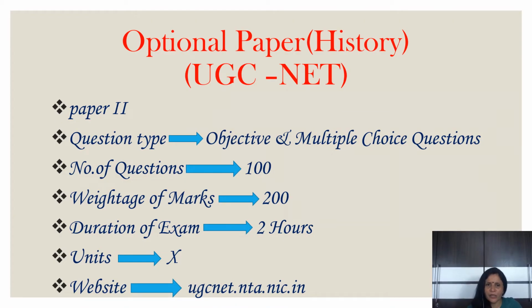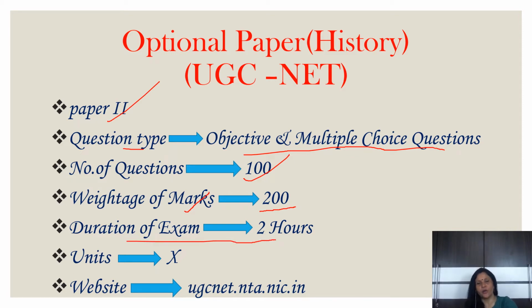Now, I will give you an idea about paper 2, the question type and the number of questions asked in paper 2 in the UGC NET examination. The optional paper is paper 2. The question type is objective, multiple choice questions. The number of questions asked in paper 2 is 100. The weightage of marks for each question is 2, which makes the total marks for this paper 200. The duration of the examination is 2 hours.